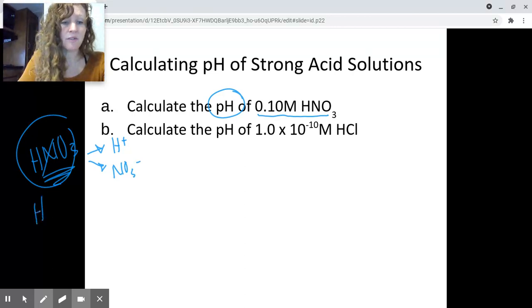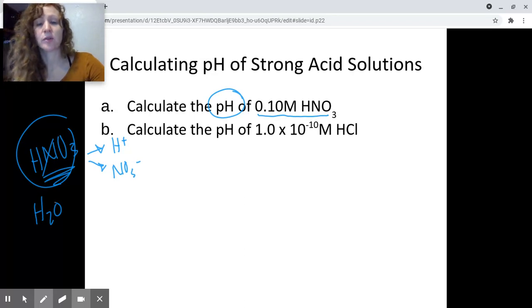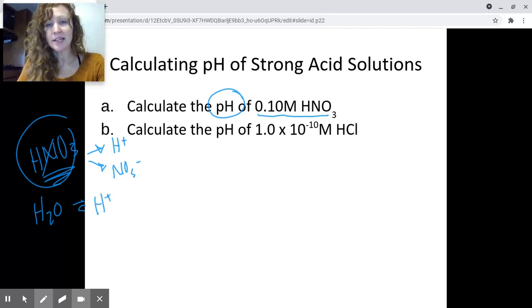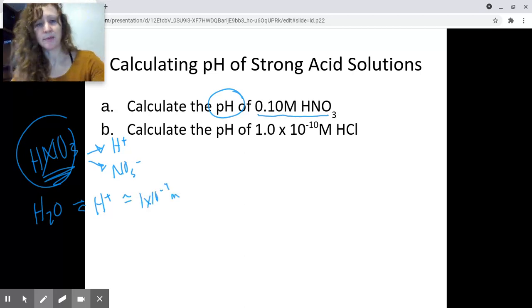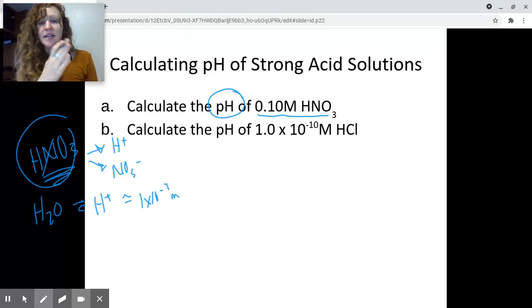I also have water that's present. We know that HNO3 is going to dissociate completely. We know that water self-ionizes, and so our H plus concentration from water is going to be about 1 times 10 to the negative 7th molar, right? So now that I know what's present, I can set up my 3 crucial things that I always set up: a reaction, a K equation, and an ice chart, right?